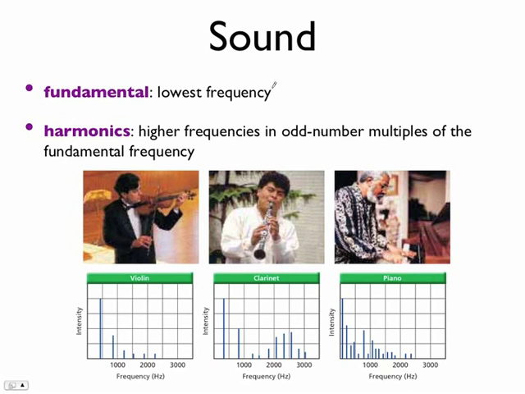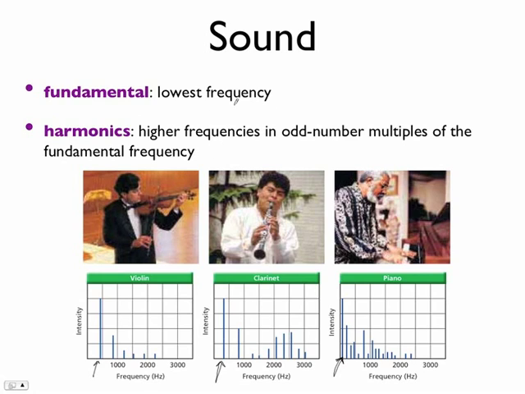Some other terms of sound: the fundamental frequency of an instrument is the lowest frequency. You can see this is a violin. This would be the fundamental frequency. This is a clarinet. The fundamental frequency is right here. If you have a piano, the fundamental frequency is here. You can play much lower notes than either the clarinet or the violin. It has a much larger range. So the fundamental frequency is the lowest frequency, that lowest sound that the instrument can make.